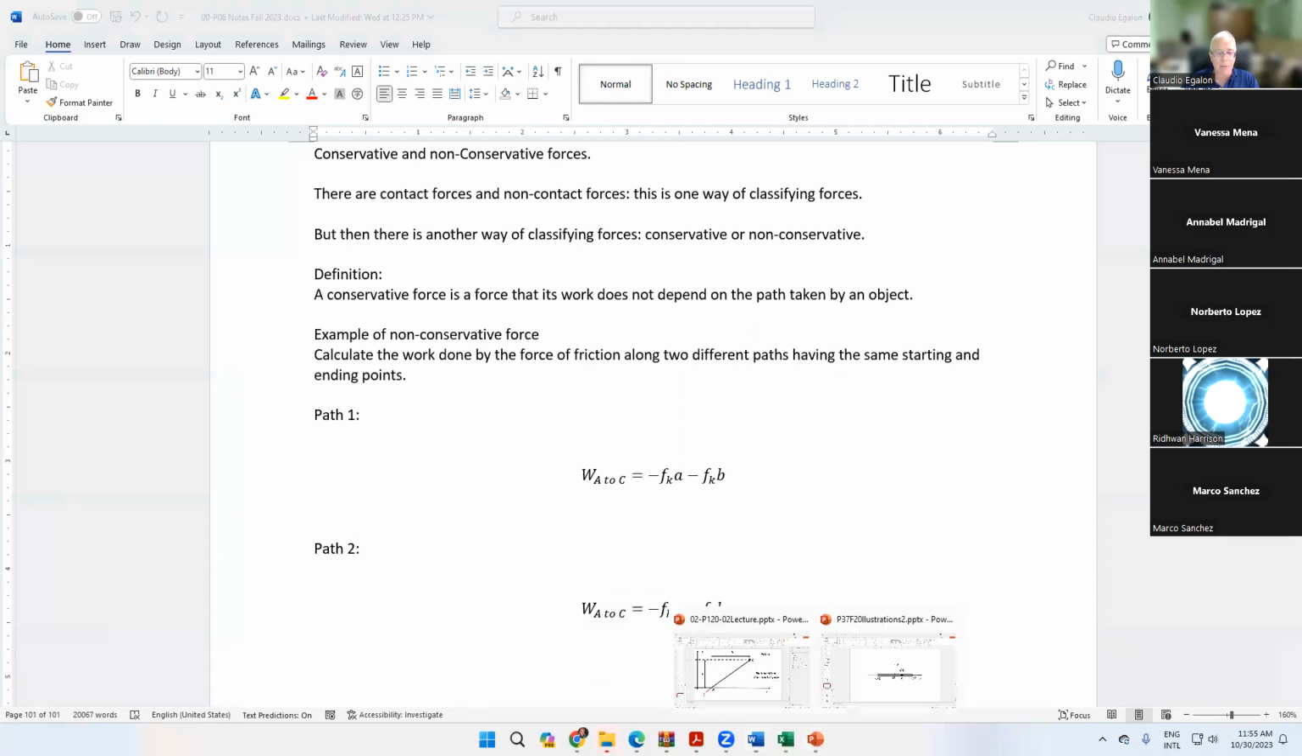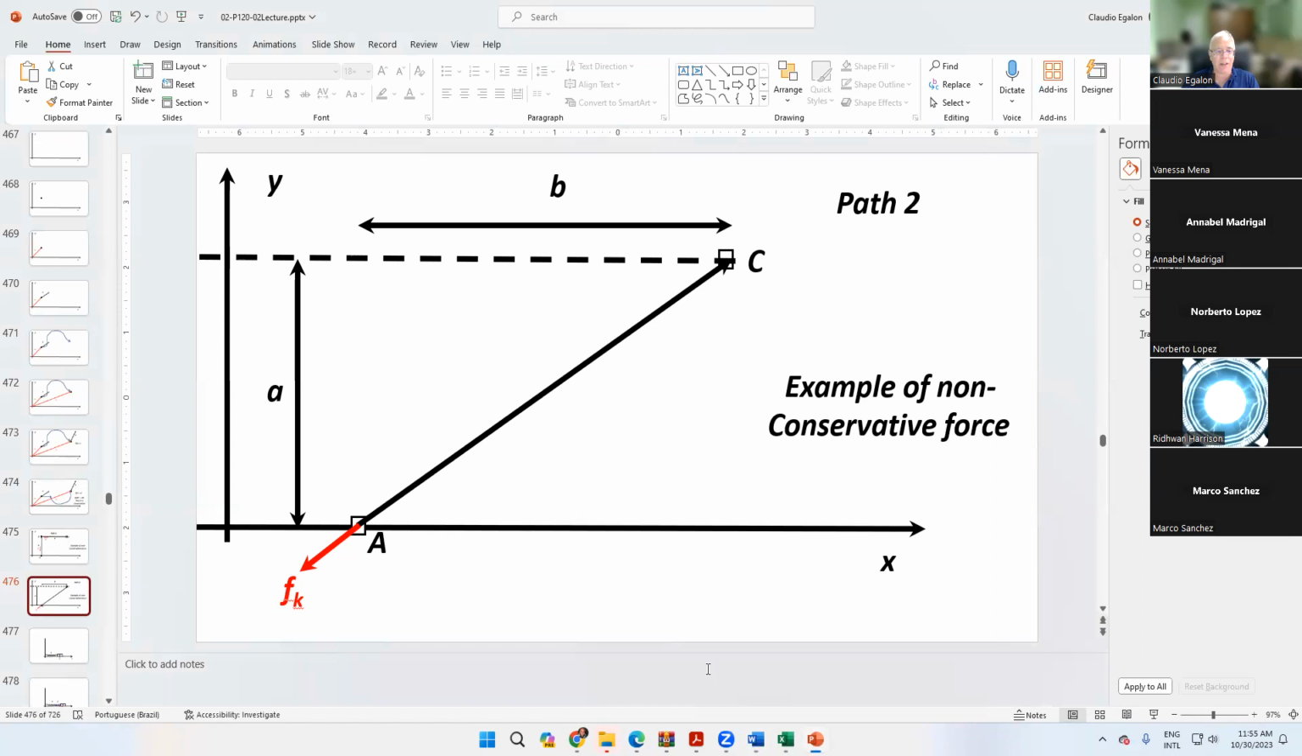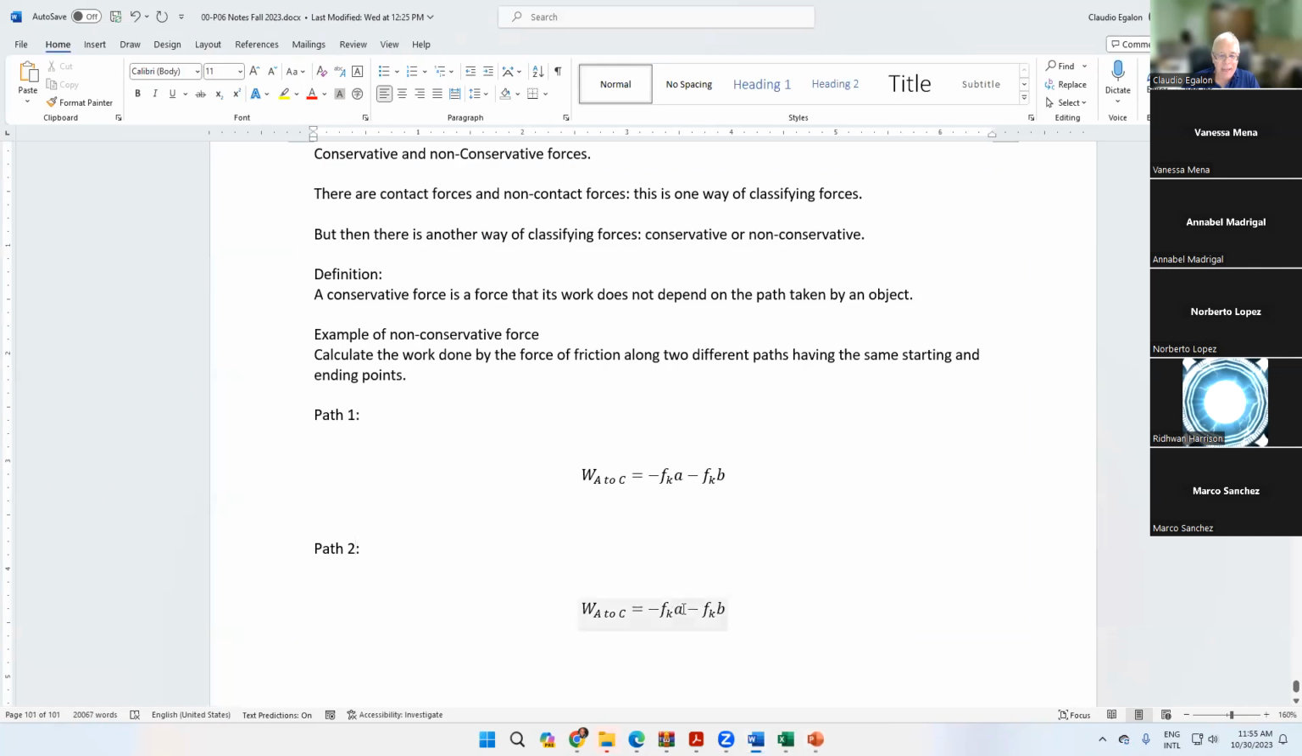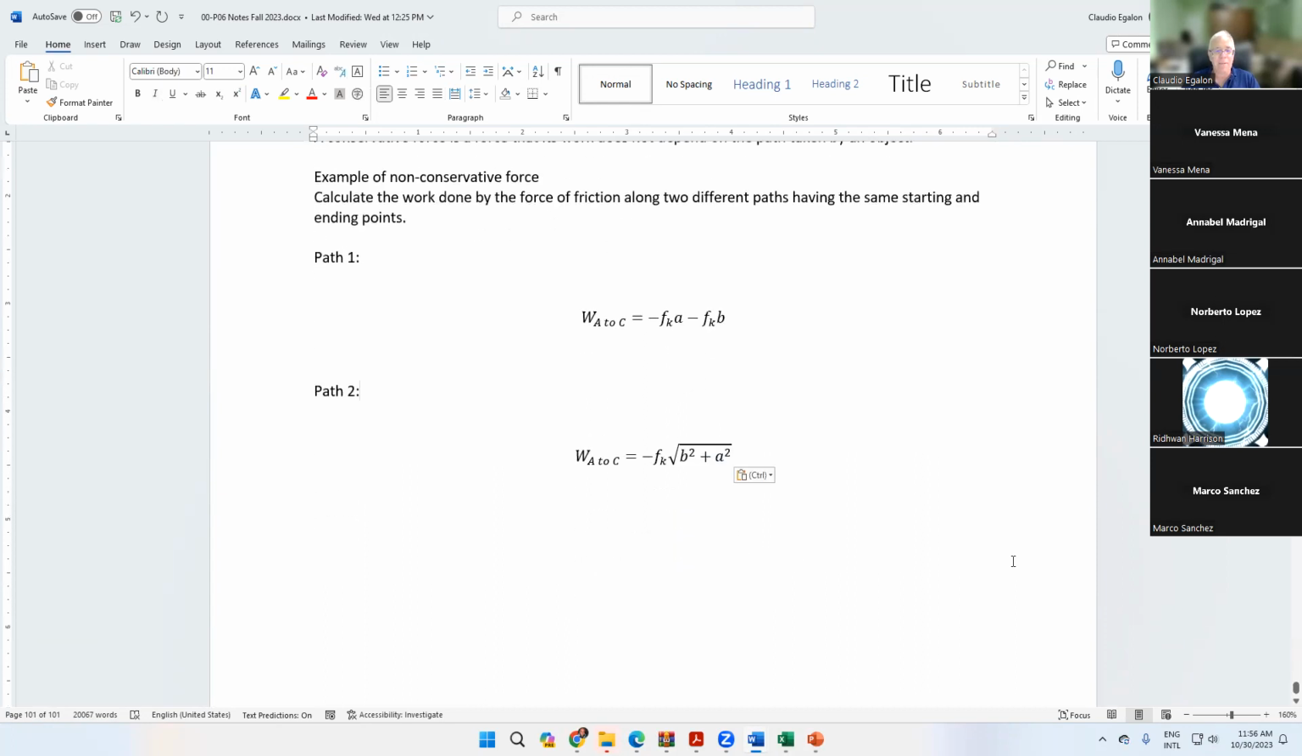And what is going to be now the work done by the force of friction in this case? In this case, the work done by this force of friction is going to be this length times this F sub K, right? And this length is going to be what? The square root of B squared plus A squared, right? So it's going to be F sub K times the square root of B squared plus A squared. A to C.